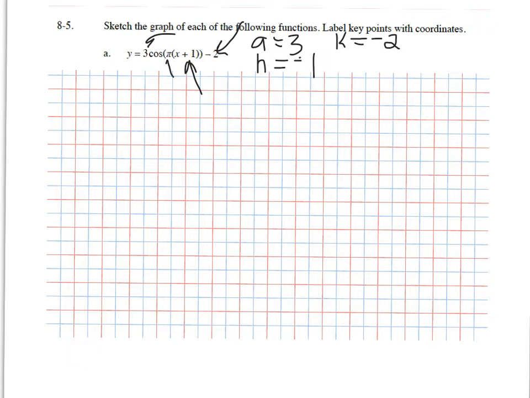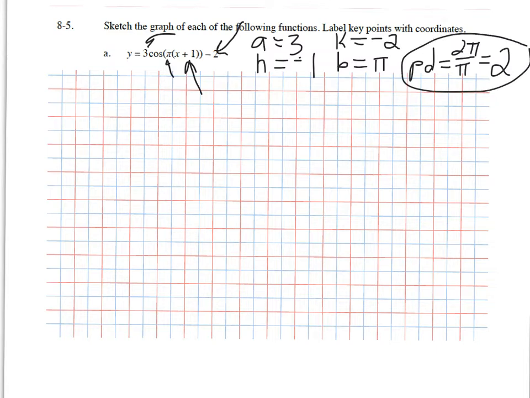And that pi is your b value. B equals pi, which means the period of our new function is 2 pi divided by pi, which gives us a period of 2. Let's use those things to graph the cosine function.